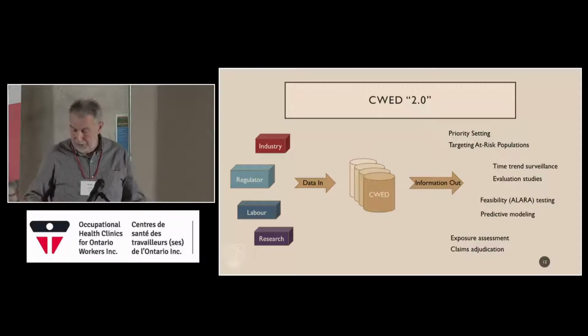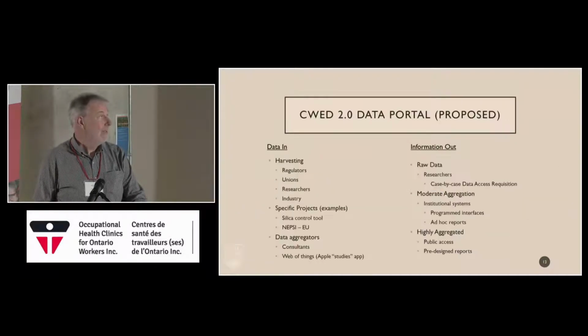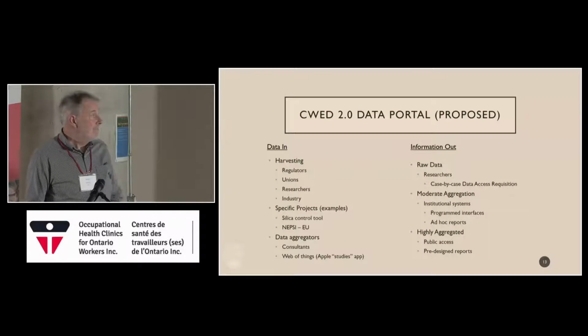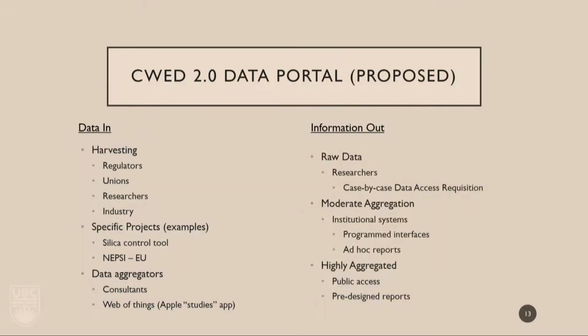Exposure assessment for epidemiology, for other purposes, and even for claims adjudication work: who was exposed to what, where? So, in a little bit more detail, where does this data come from?